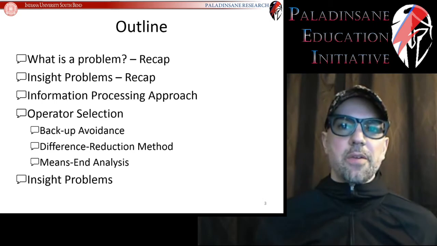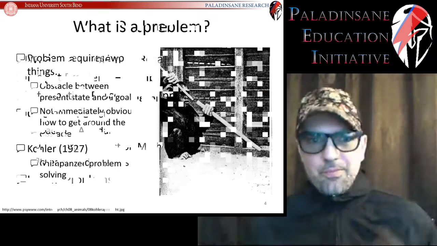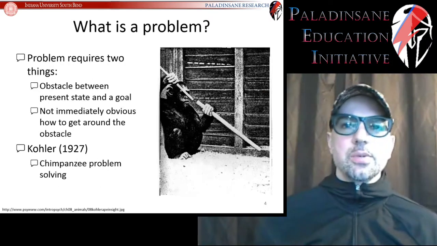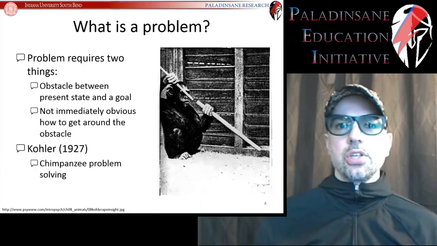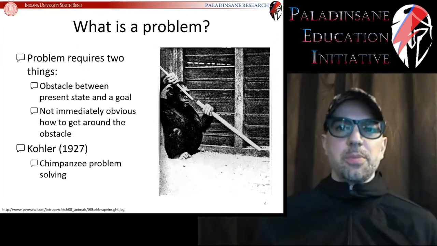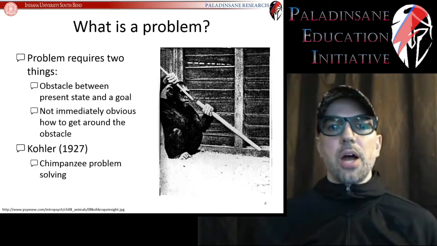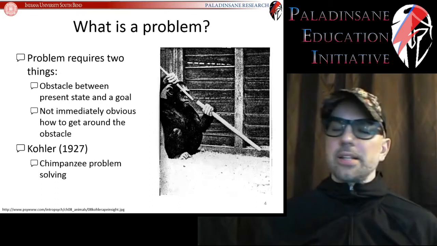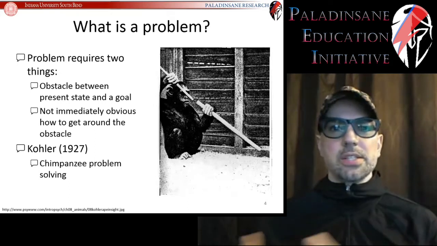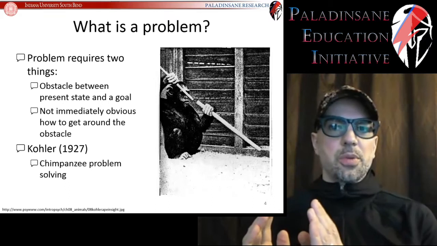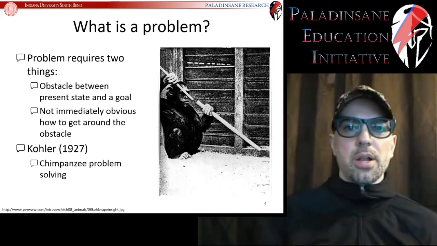So first, let's start off with the recap. So what is a problem? As we discussed last time, a problem requires 2 things. 2 criteria need to be met for something to be considered a problem. First criteria is that there's got to be an obstacle between your present state and your goal state, an obstacle between where you are and where you want to be.